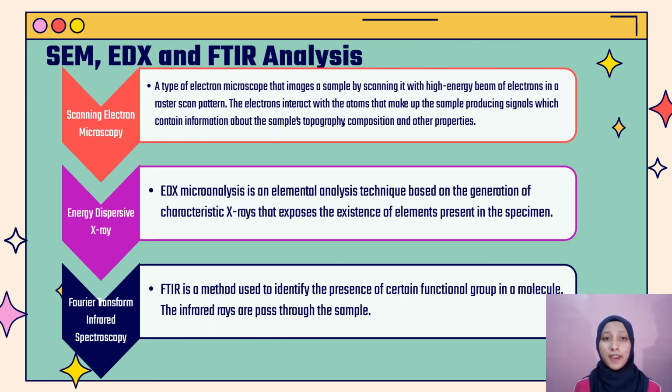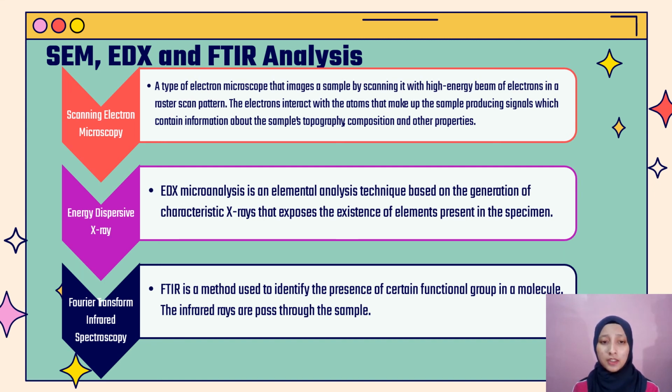Then I will explain about SEM, EDX, and FTIR analysis. First, scanning electron microscopy, SEM. It is a typical electron microscope that images a sample by scanning it with a high energy beam of electrons in a raster scan pattern. It produces signals which contain information about sample topography, composition, and other properties. For energy dispersive X-ray, EDX, it is an elemental analysis technique based on the generation of characteristic X-rays that reveal the existence of elements present in the specimen.